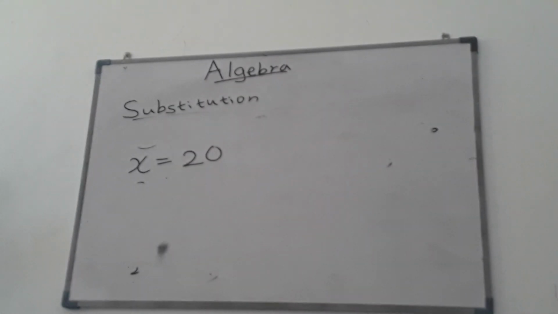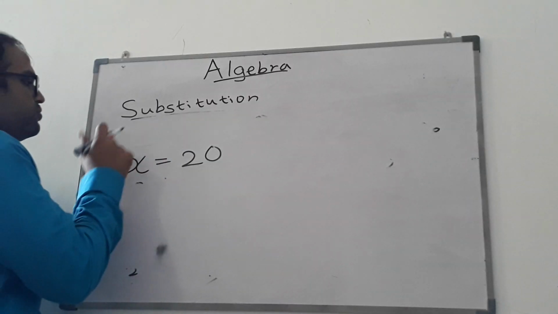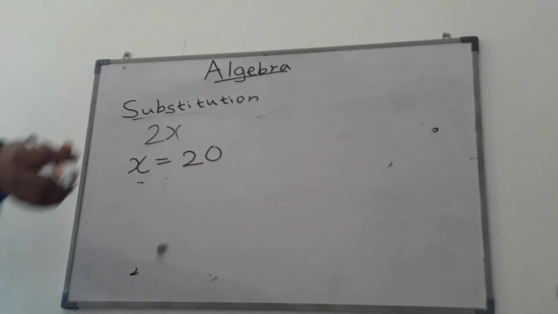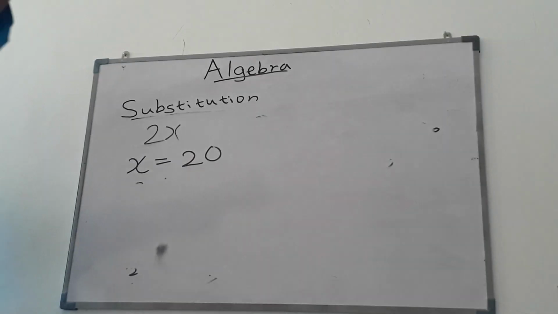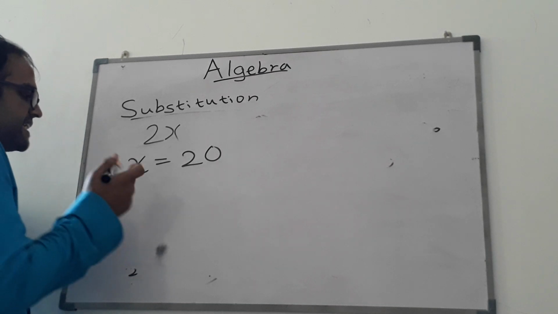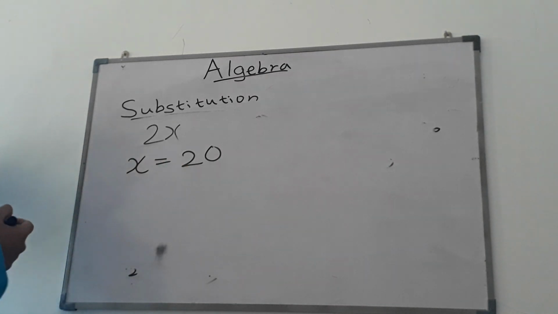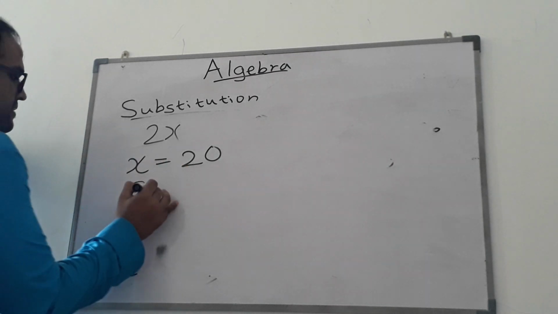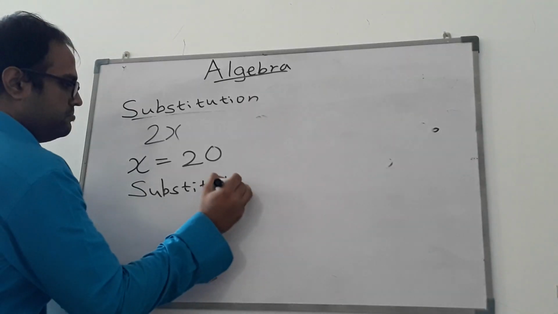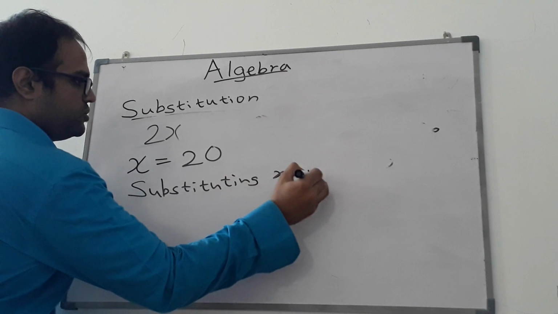If x is 20, what is the value of 2x? How can we find 2x? As in the previous example, you have to substitute x to 20. So it will be substituting x to 20.